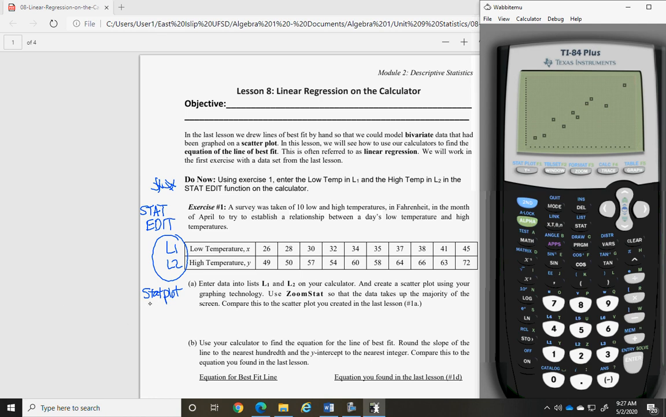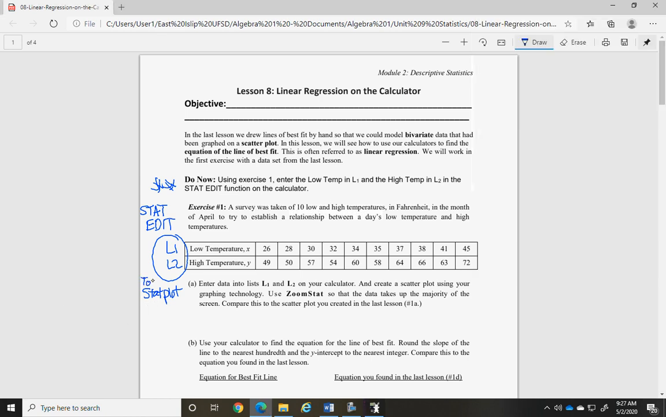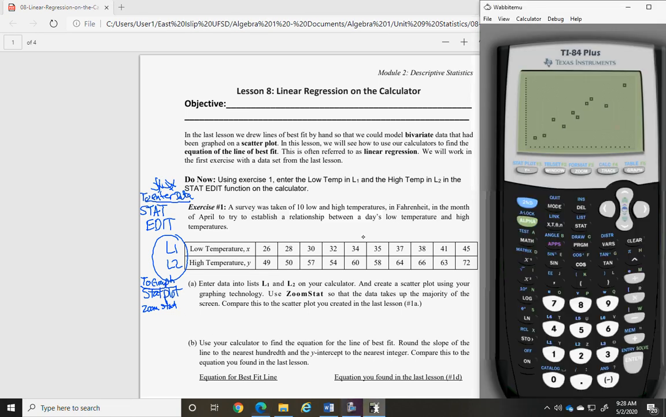So let's just go back to these notes here. So to actually graph, we do stat plot, and then we do zoom stat. Up here, this was to enter data. So to enter data, stat, edit, and put it in L1, L2. To graph it, get to your stat plot, which remember is a second function y equals, and then move to zoom stat, which really is number 9. And if we look at that graph, it actually looks like what we did in lesson 7. Let's take a look.